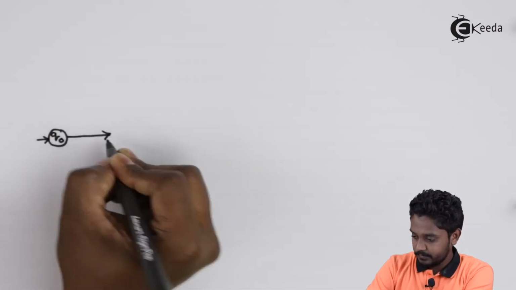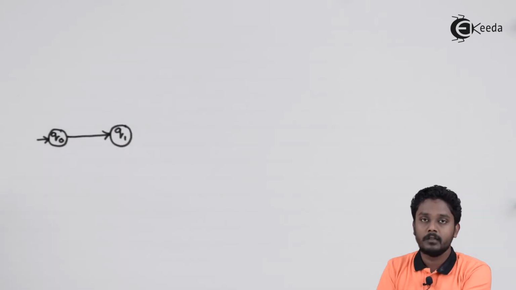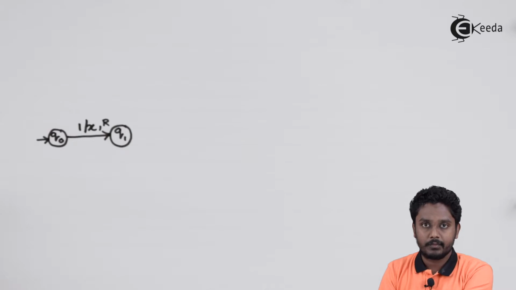Over here, I'm declaring Q0 as the initial state. We have considered that initially the Turing machine is set to the start of the first number, that is x. Whenever I read that first one, I'll make it an x, move to the right and move to the next state over here. One is replaced with an x. Along with that, I am moving to the right.